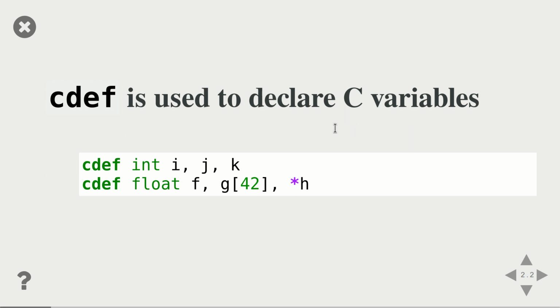But the speed advantages you only get when you start adding type definitions to Cython. This is new syntax that Cython provides. It's called cdef, which means you're specifying the C type of a variable. Here you're saying that the following variables are integers: i, j, and k. Here you have floating point values, f. Then you have an array of f with 42 entries. And then you can even do pointers if you want to do advanced C.